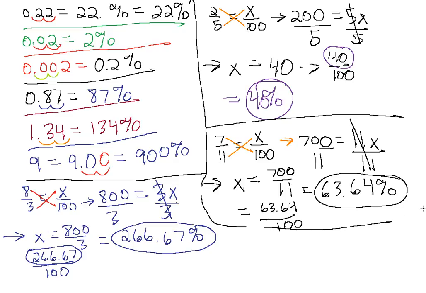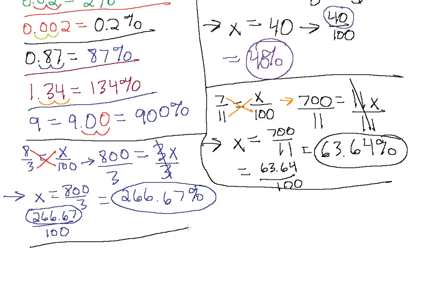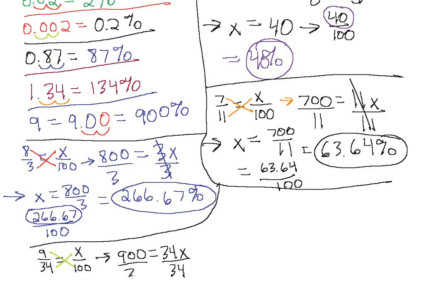All right, let's do a couple more. I think we're getting the hang of this. Let's take a look at 9 over 34. We want to convert 9/34 into a percent. Let's go ahead and set up our proportion. 9 over 34 equals x over 100. Let's go ahead and cross multiply here. 9 times 100 is 900. 34 times x is 34x. Let's go ahead and divide both sides by 34 to get x by itself.